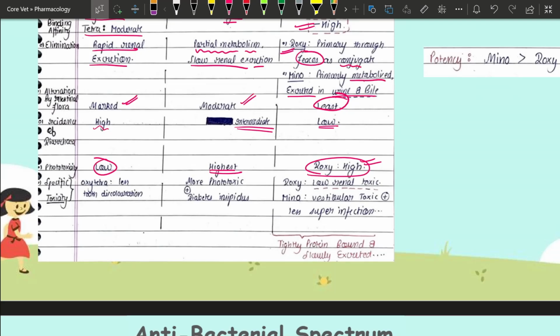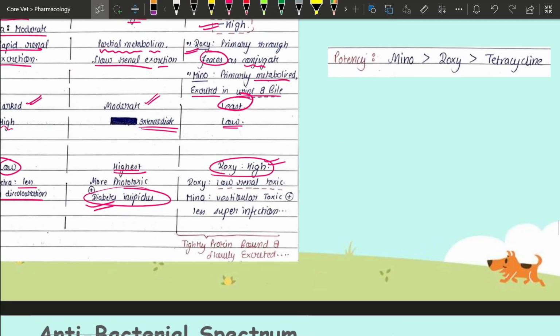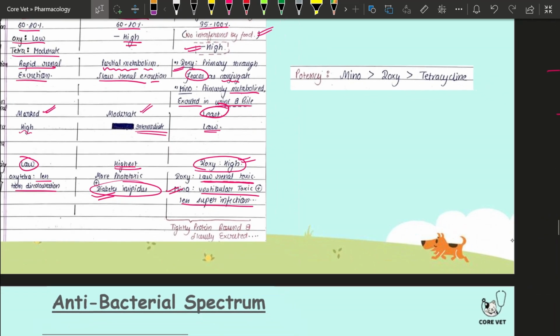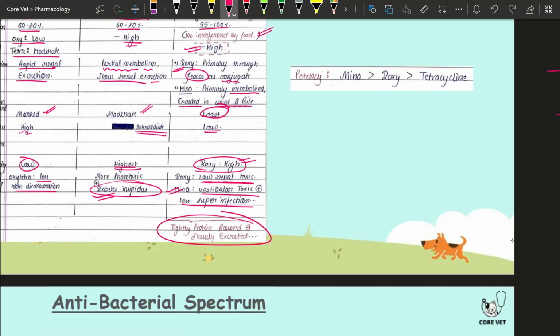Now moving towards the specific toxicity, oxytetracycline shows less tooth discoloration, right? And the intermediate acting class of tetracycline does show diabetes insipidus in some cases. Doxycycline shows low renal toxicity. Minocycline does show vestibular toxicity, and less superinfection is seen in the case of minocycline. Now, they are tightly bound and slowly excreted. That's the property of the long acting tetracyclines, right?